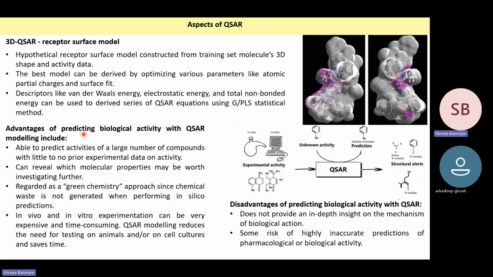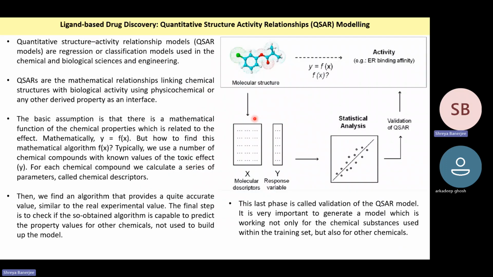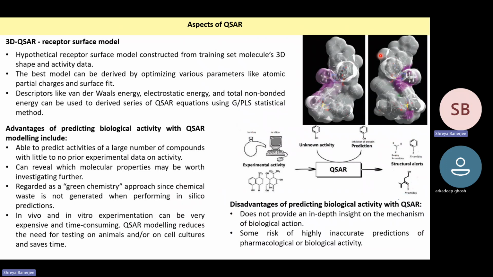There are certain advantages of predicting biological activity with QSAR modeling. These are, it is able to predict the activities of a large number of compounds with little to no prior experimental data on activity. Once you get the structure activity relationship, for any unknown molecule, if you know the structure, the activity can be predicted. So that is the advantage of QSAR, that you don't have to do any experimental work. Once you have the relationship, if you know the structure of an unknown compound, the activity can be predicted.